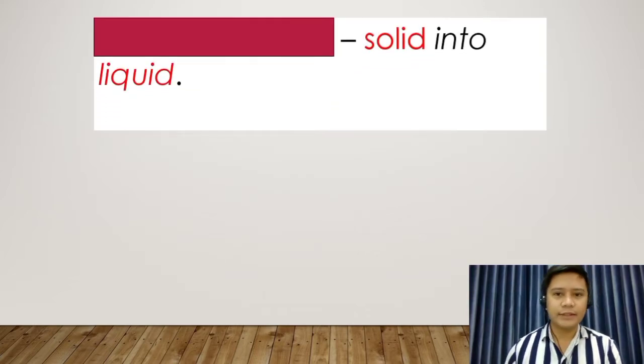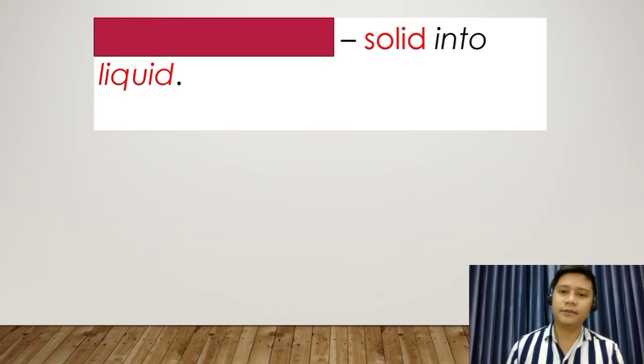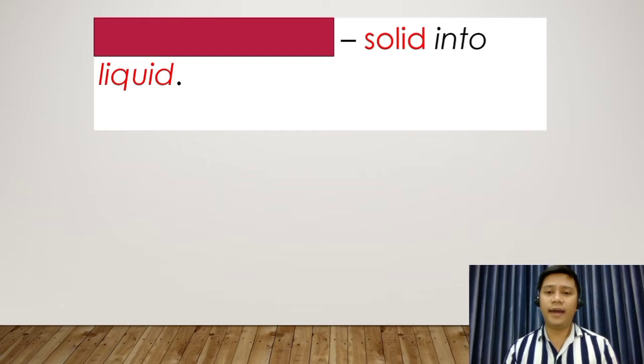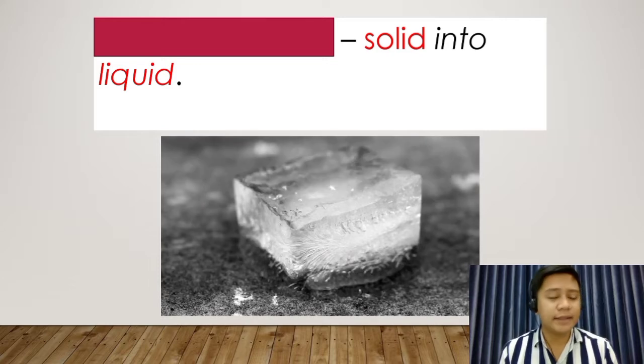Next, let's go. Everybody read the first one. Solid into liquid. Solid into liquid. First, can you spell solid? S-O-L-I-D. Very good. Next, can you spell liquid? L-I-Q-U-I-D. Liquid. Very good. So again, read solid into liquid. This one is the best example of solid into liquid.